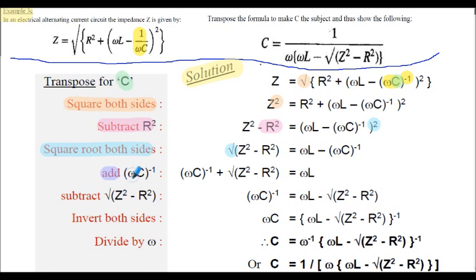Add the omega C in the bracket to the power of -1 to both sides of the equation. Subtract the square root of, in the bracket, Z squared minus R squared from both sides. Then invert both sides. So we lose the -1 on the left hand side, but we have a -1 occur on the right hand side. Again, notice the right hand side is all in one bracket here. Then finally we divide throughout by omega. I've shown that as omega to the -1 here. So there's our solution to find C as the subject, and again I've just shown an alternative form on the final line, accounting for the -1 reciprocal notation.